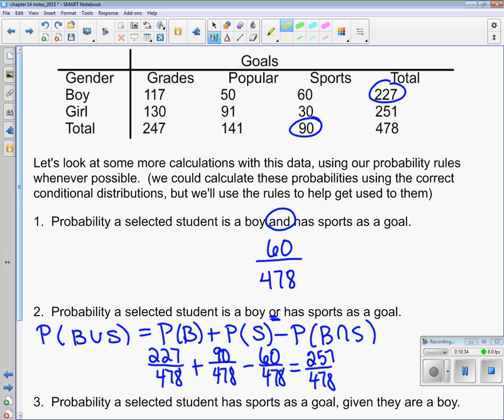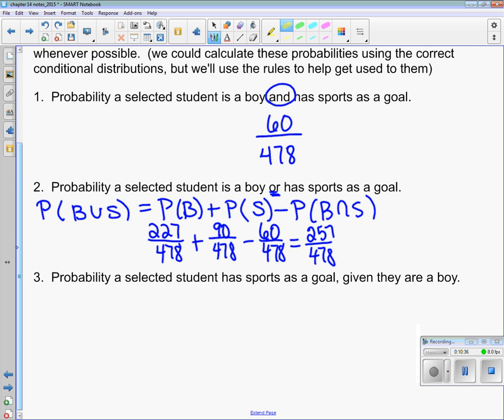Now, number 3 is different. We had an and in the first question. We had an or in the second question. What's the weird phrase or the key phrase in the third question? The given. And remember, I told you strategy-wise, that was the one at the bottom I hadn't talked about yet. So this is some key situations. That tells me I'm dividing by something different. And I'm no longer dividing by 478. I'll tell you what in just a minute. Good question?